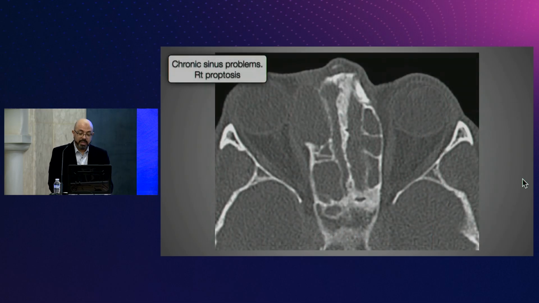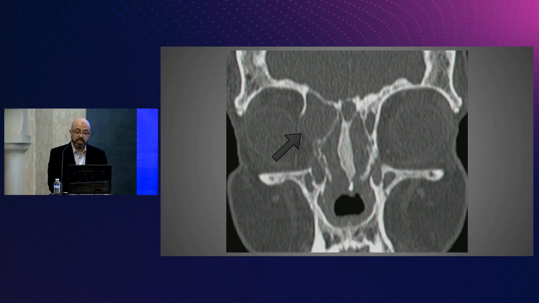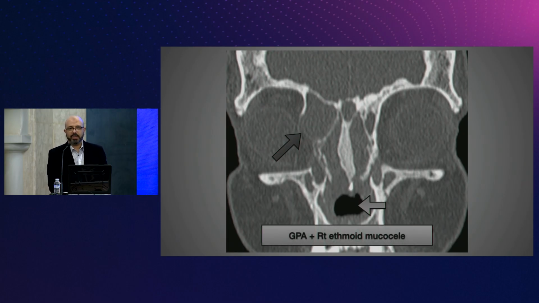Another patient with chronic sinus problems and right proptosis. And here we have a mucocele in the anterior ethmoidal air cells, but look elsewhere in the sinuses. All the sinuses are involved, so there's something more severe happening, I would say, right? And look at the coronal, again, expansion, but look at the septum. It's eroded. What's the diagnosis here? GPA, granulomatosis with polyangiitis. This is what we used to call Wegener's.